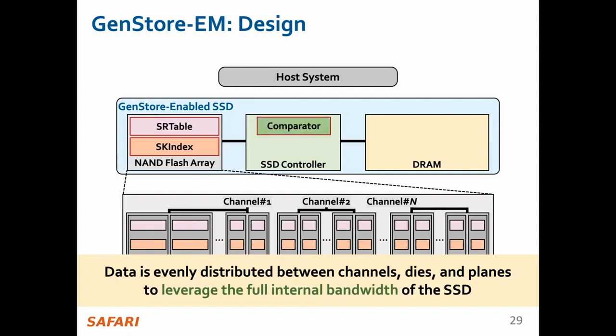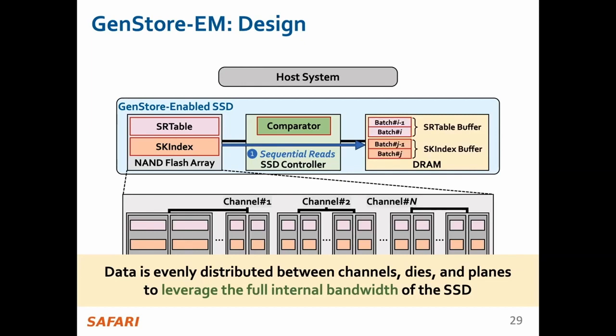We also have the comparator logic as a small accelerator located on the SSD controller. So GenStore-EM consists of two steps. Step one reads the two data structures from the NAND flash chips into the SSD's internal DRAM in a batched manner. Since we read sequentially, we can just read in small batches, and we don't need to have the whole table or whole index in DRAM. Therefore, only a few hundred megabytes of DRAM is enough to keep the full throughput, leveraging the internal bandwidth of the SSD.